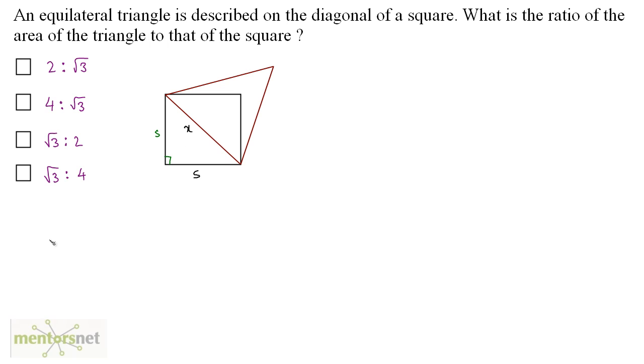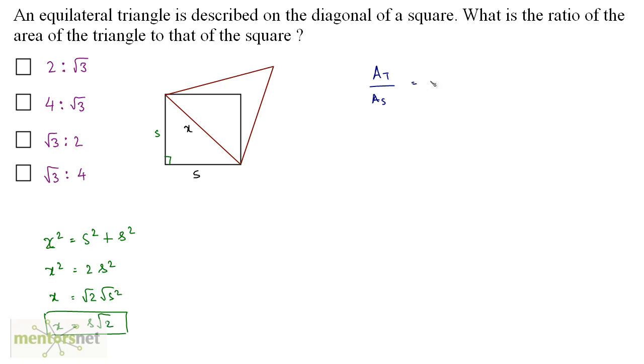Now as this is a right angle triangle, we can calculate the value of X in terms of S, right? So this is also S because this is a square. So I can write hypotenuse square X square is equals to base square plus height square. So S square plus S square, right? So X square is equals to twice of S square. So therefore X is equals to root 2 times root S square. So I can write X as S root 2. Now we have got the value of X. Now let us see what is asked in the question. What is the ratio of the area of the triangle to that of the square? So area of the triangle to that of the area of the square, right?